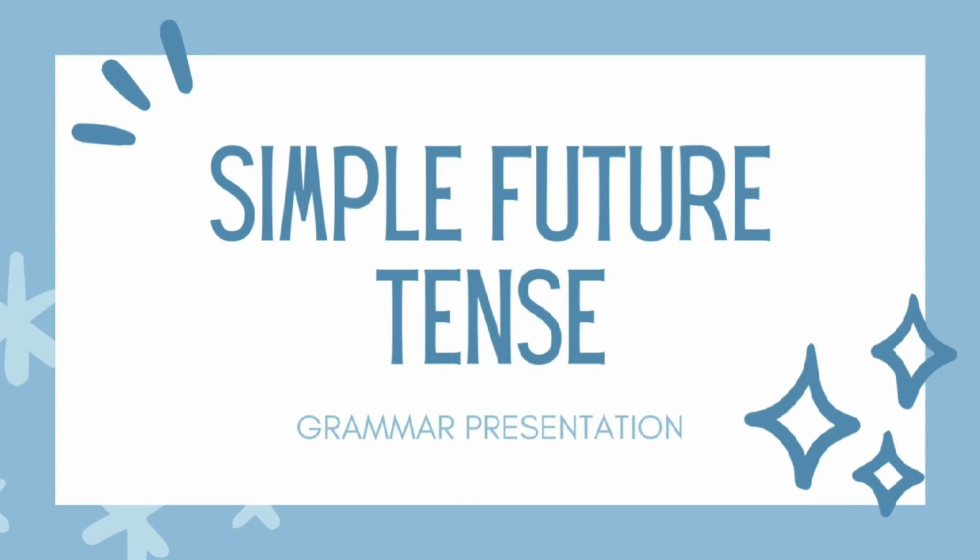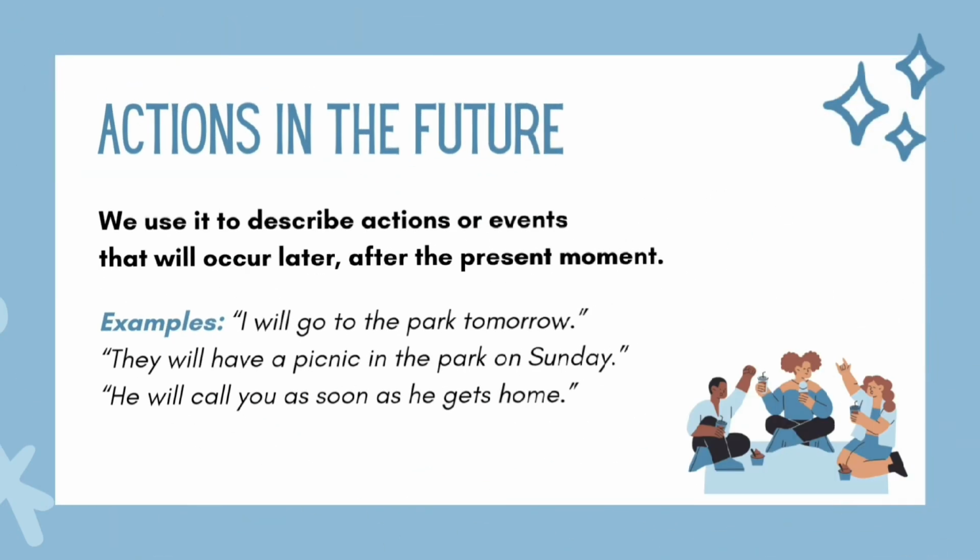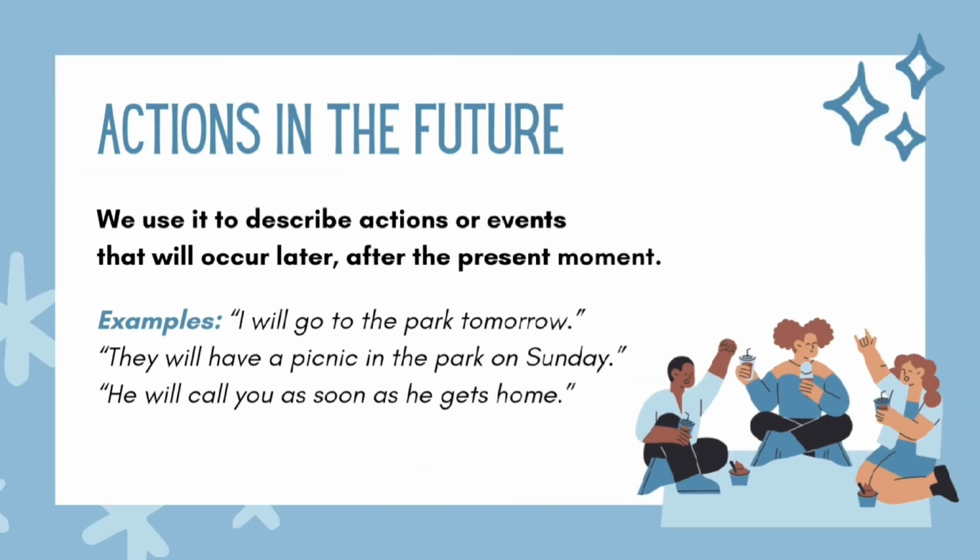In this video, you will get to know about simple future tense. When to use simple future tense. Number 1. Action in the future. We use it to describe actions or events that will occur later after the present moment.